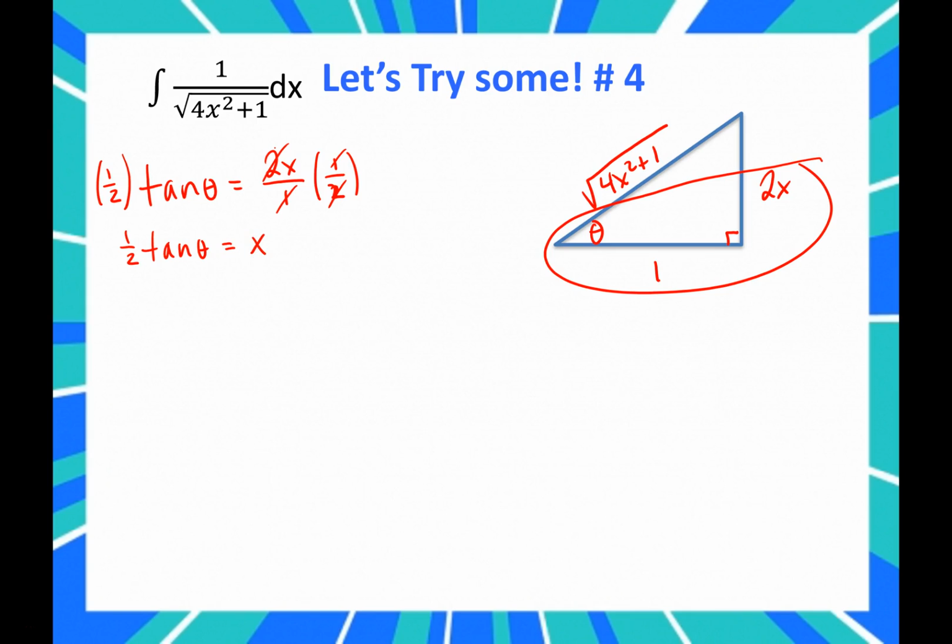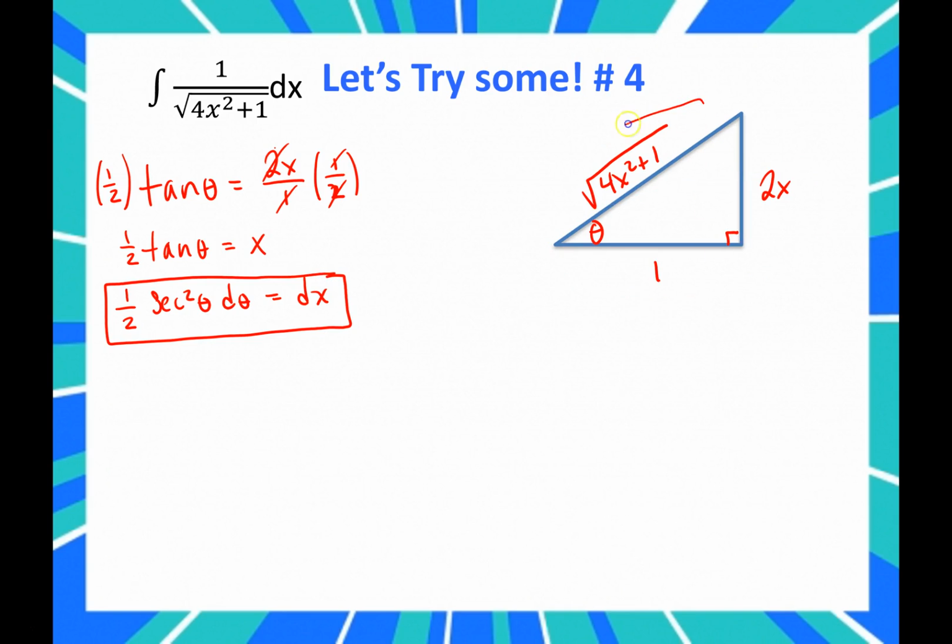All right, taking that derivative, I'm going to take the derivative and get 1/2. That's going to give me secant squared theta d theta equals dx. And I'm pretty happy, I've got my first match. All right, next thing I'm going to do is solve for the square root of 4x squared plus 1.